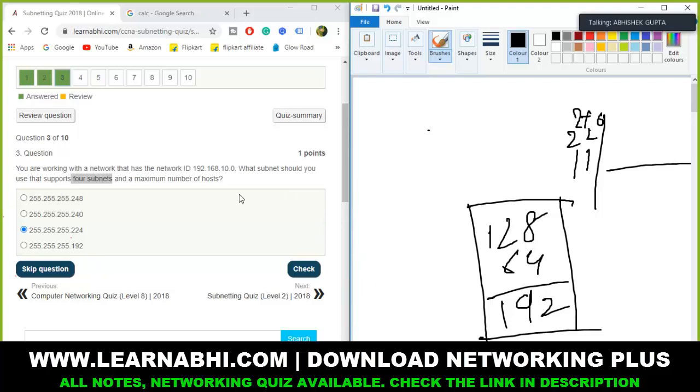See, here it is telling maximum number of hosts, right? If you just want to find the number of networks, what is your main priority? It is telling what subnet mask should you use that supports 4 subnets, minimum 4 subnets is the requirement, right? Understand the question. What is the main requirement? The main requirement is 4 subnets. If you find the 4 subnets, that's all. Our requirement is done, right?